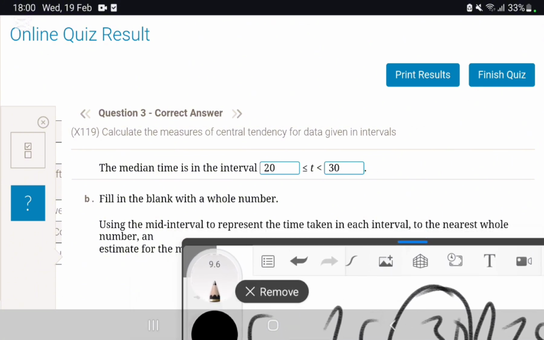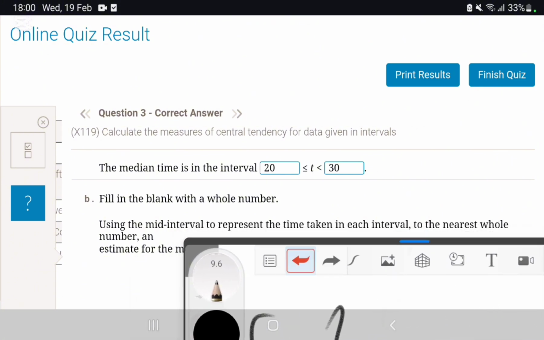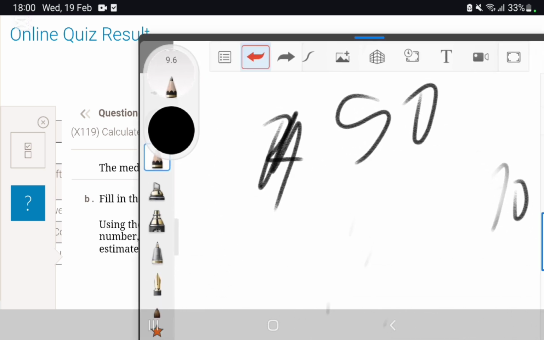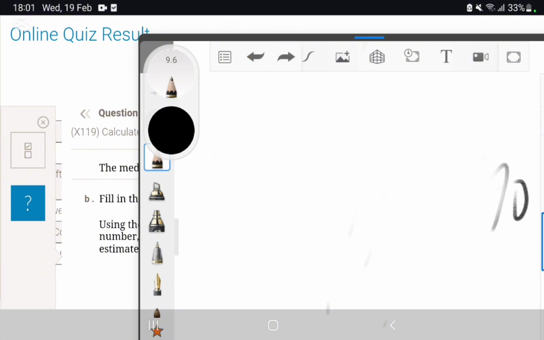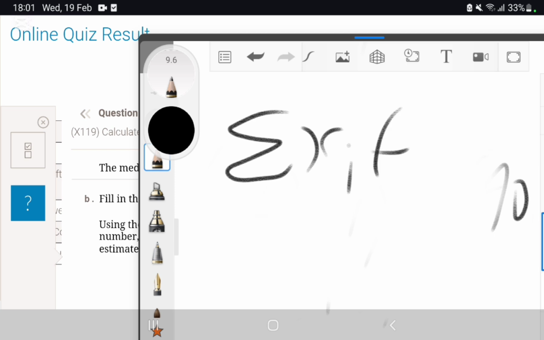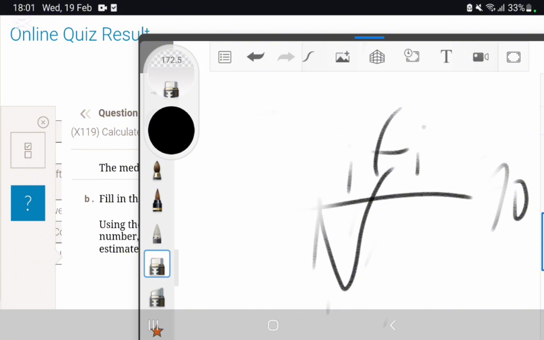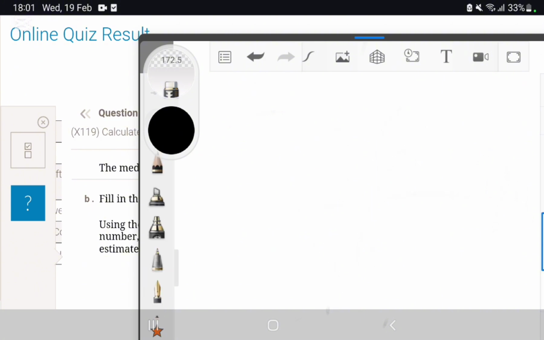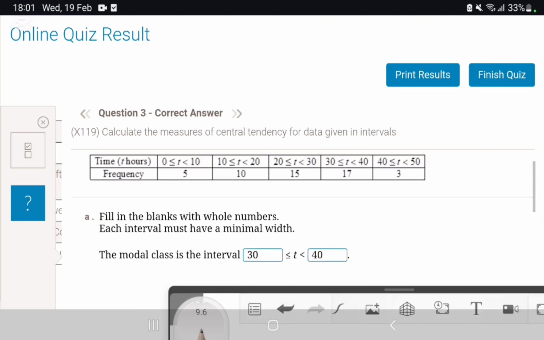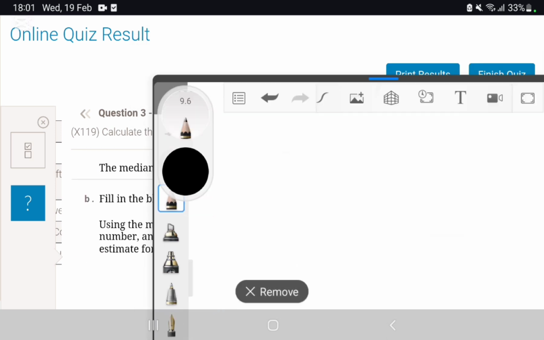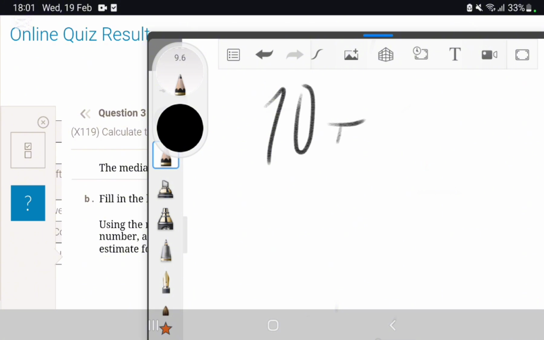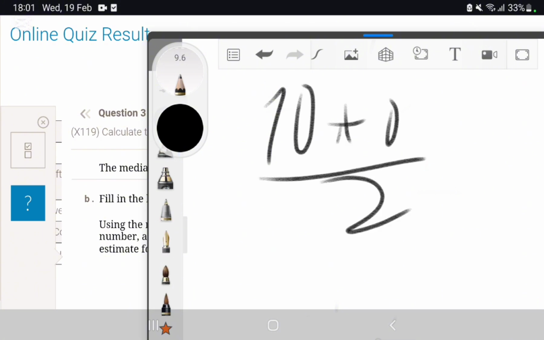Using the mid-interval to represent the time taken in each interval to the nearest whole number, an estimate for the mean is how many hours? Okay, so to find the mean, we're going to do the summation of the mid value times the frequency over the total frequency. Okay, but here to find the mid value, let me use, for example, the interval between 0 and 10. We're going to do 10 plus 0 over 2, which will be 5.